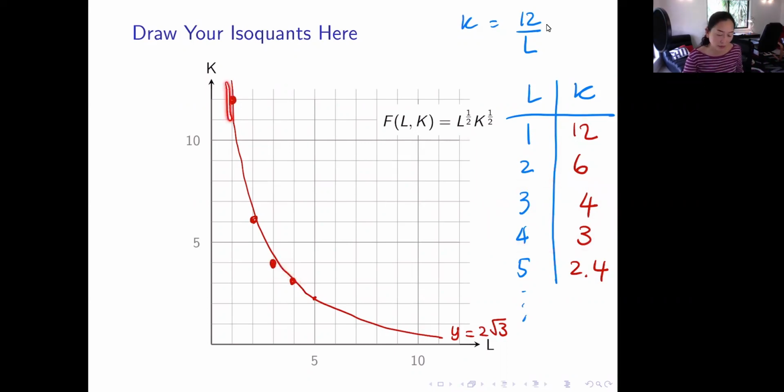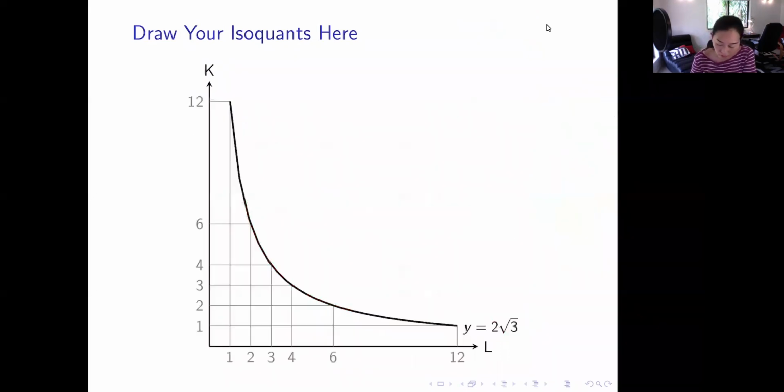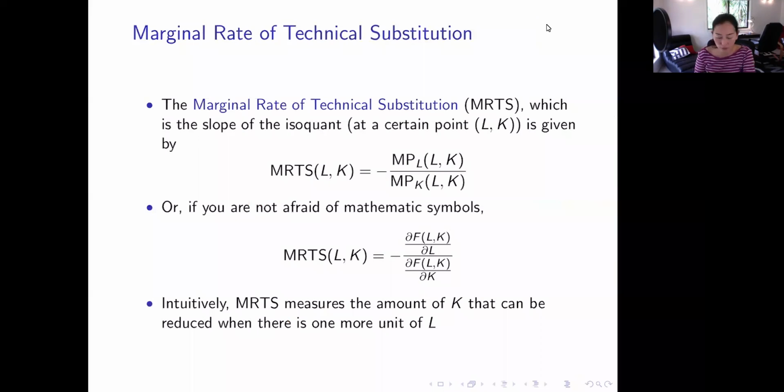Now, you can clearly see that the slope of the isoquant is actually not constant. It becomes flatter and flatter as you move along the increase in L. Okay. And that is how we interpret the marginal rate of technical substitution, which is to measure the amount of K that can be reduced when there is one more unit of L.